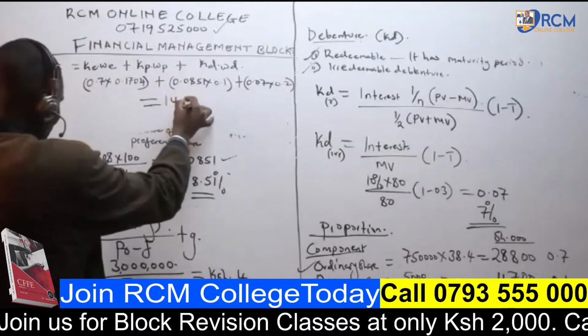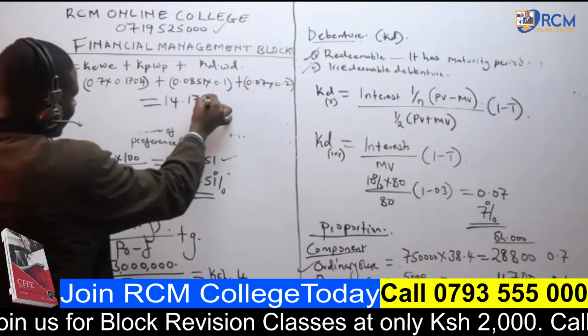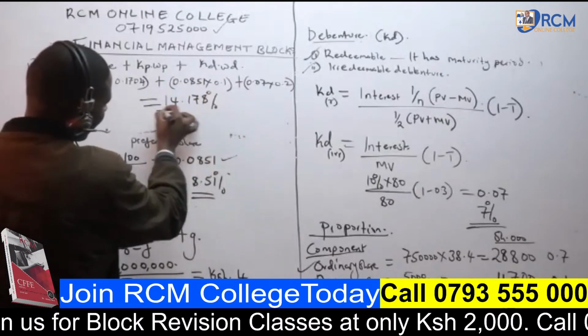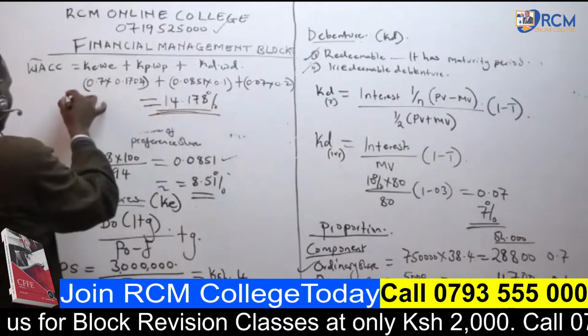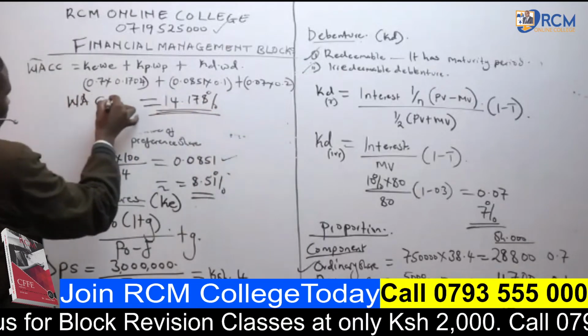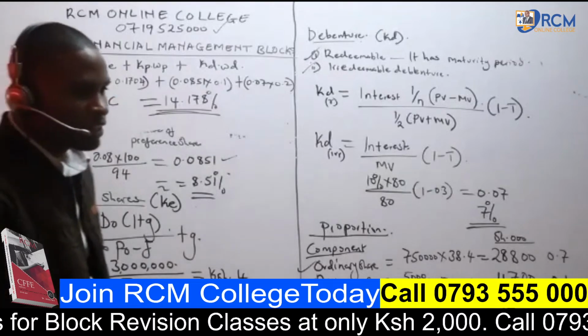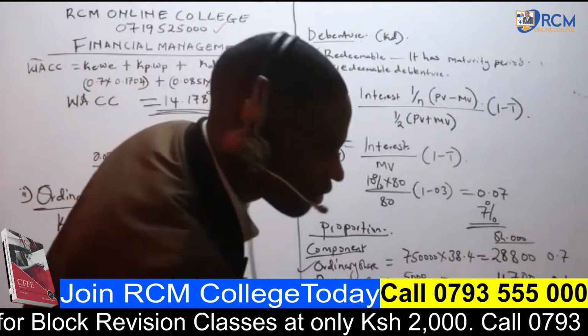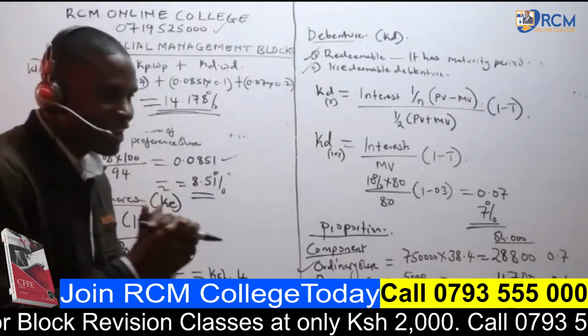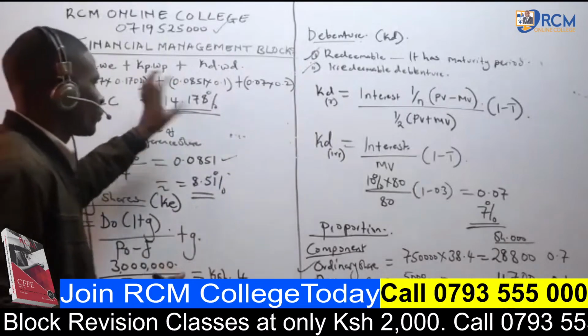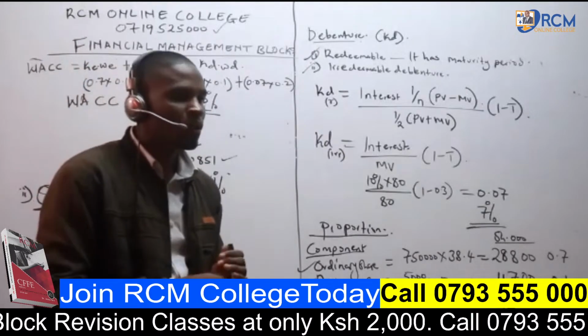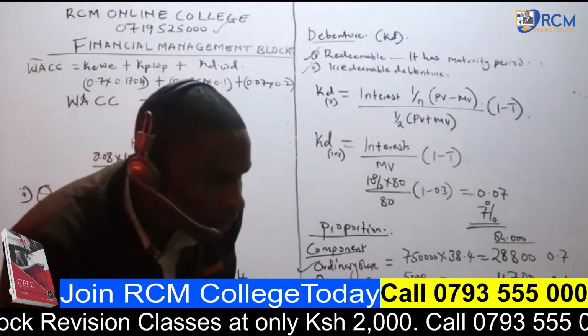14.178%. That will be the weighted average cost of capital. Thank you so much. That small difference is no problem. As long as you have 14 you will be fine.